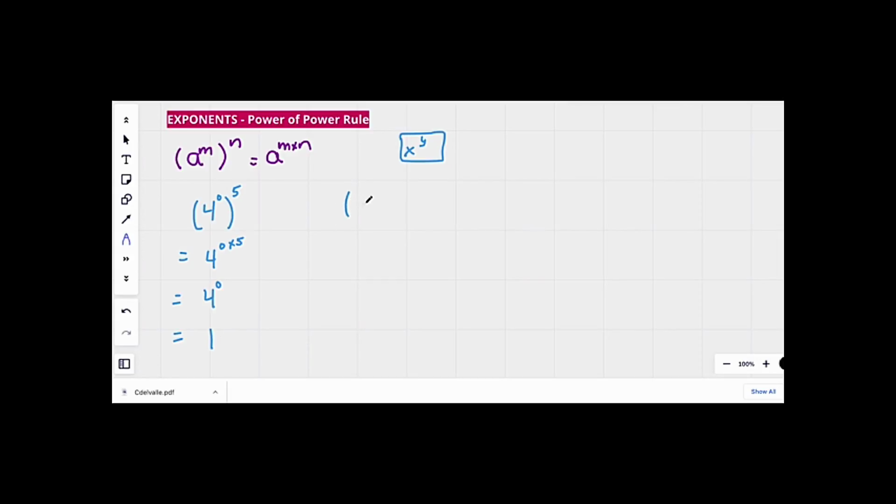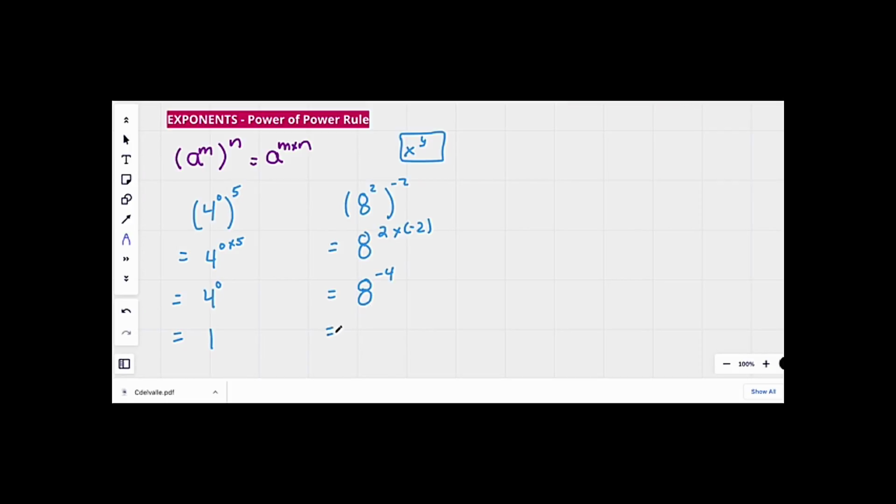Okay, just wanted to look at another negative number like we did before. So what if I had 8 to the power of 2 and all of that to the power of negative 2? Okay, so we're going to apply the power of power rule. The base stays the same, and we've got 2 times negative 2. So a negative times a positive equals a negative. So that means we have 8 to the power of negative 4.